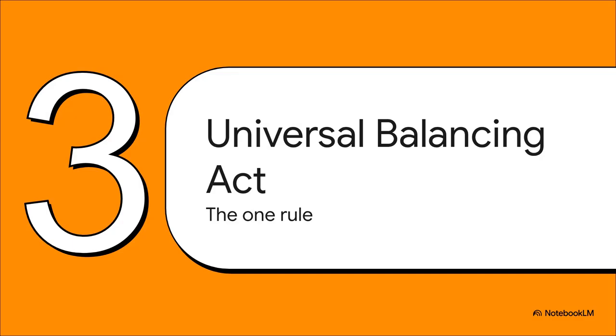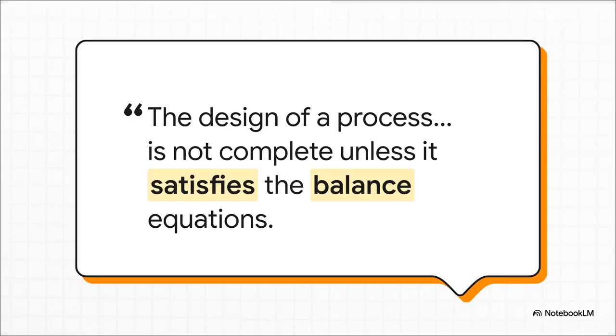Okay, so once we know what kind of process we're looking at, we get to pull out the single most important tool an engineer has. It's one equation that works like a universal law of accounting for, well, pretty much everything. And this isn't just a helpful guideline. It's a non-negotiable law of physics. If your design doesn't satisfy this balance equation, it's not that it's a bad design. It's that it physically cannot work. It's the ultimate reality check.